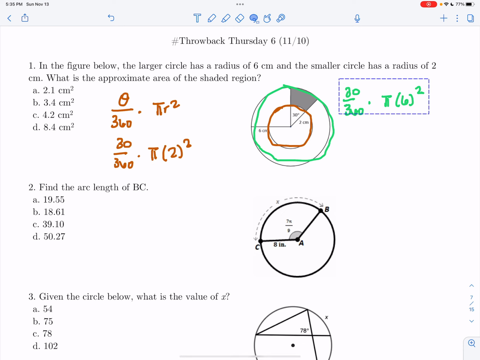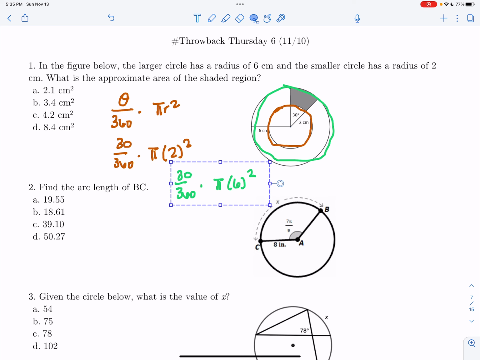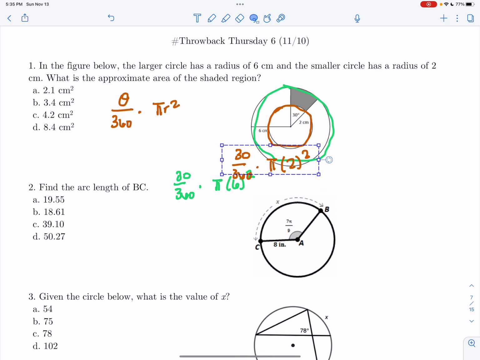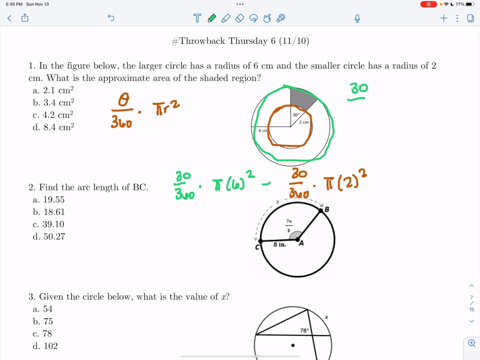So I'm going to use this right here, and I'm going to subtract it with this right here, which is honestly going to give you 30 over 360 times pi. Well, if you do all of this, you're going to get D as your answer. So 30 over 360 pi, and then you have 6 squared minus 2 squared, which is about 8.4.